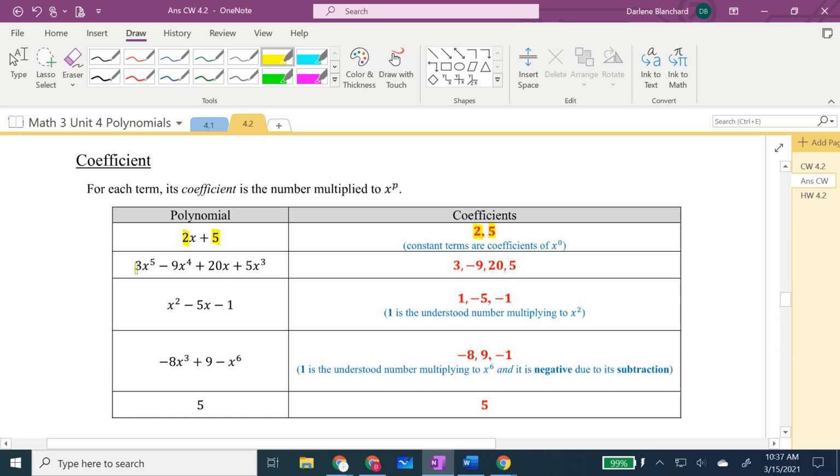In the next polynomial, 3 is the coefficient of x to the 5th power. -9 is the coefficient of x to the 4th power, and that negative has to come with it when you talk about the coefficient. 20 is the coefficient of the x term, and 5 is the coefficient of the x cubed term. If you're asked for a coefficient and you don't see any number, it's understood to be multiplied by 1.